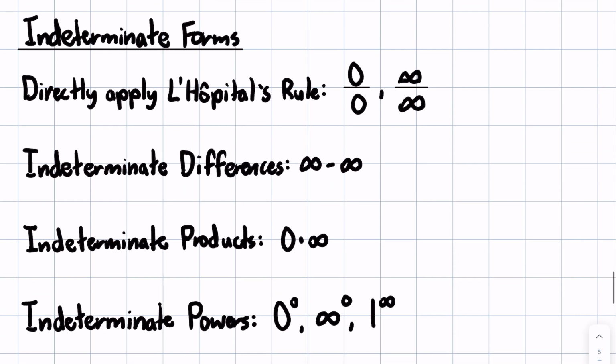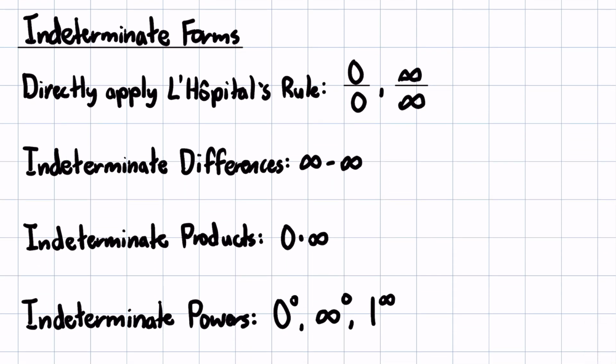Now, 0 over 0 and infinity over infinity aren't the only types of indeterminate forms, but they are the only types of indeterminate forms that we can apply L'Hopital's rule to directly with no manipulation, okay? There are 3 other types: indeterminate differences, indeterminate products, and indeterminate powers. And I'm going to dedicate an individual video to each of these to talk about how we deal with these types of forms.